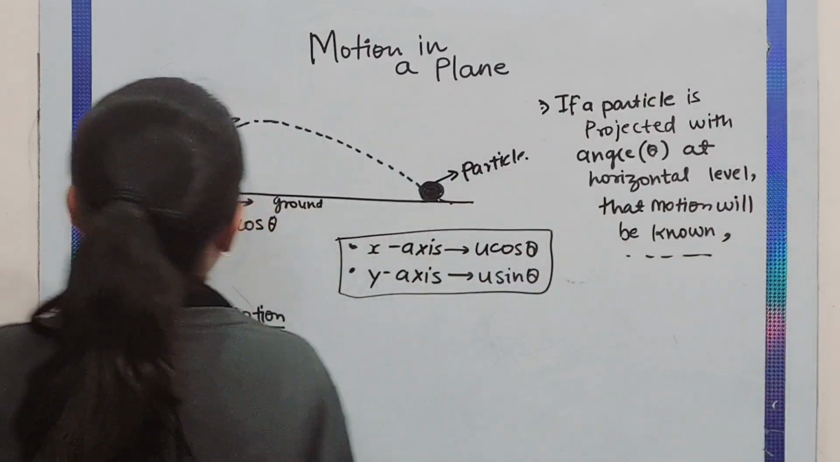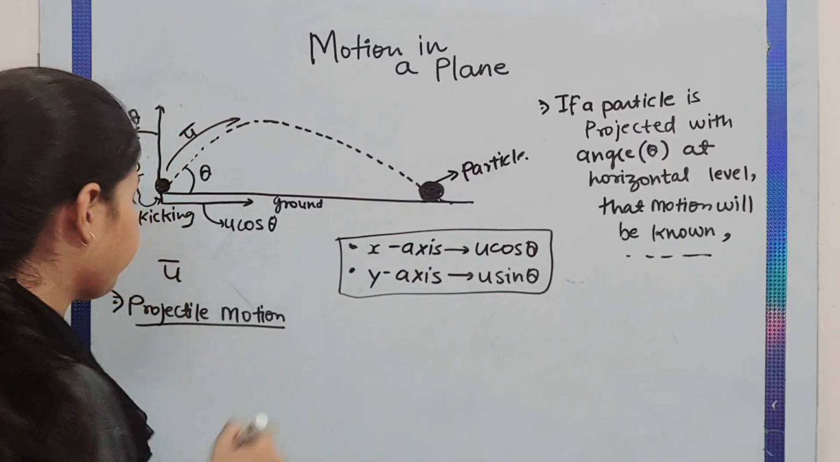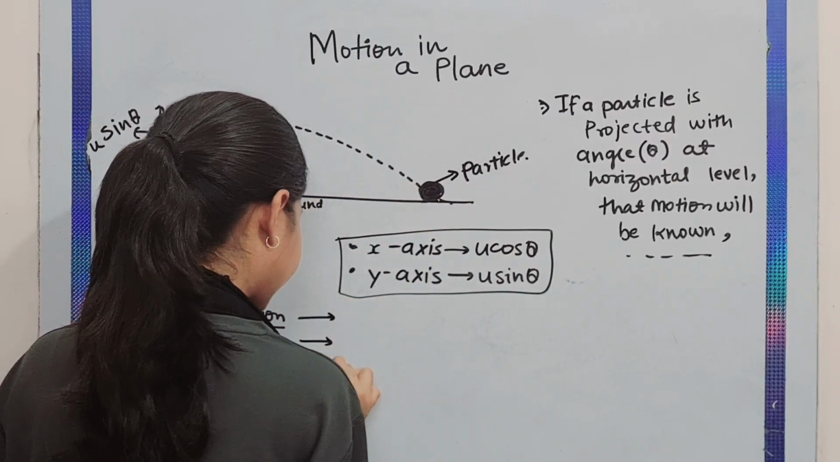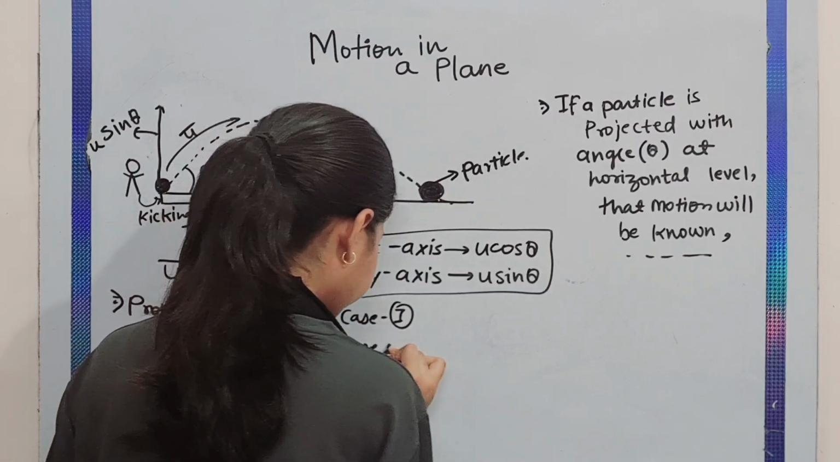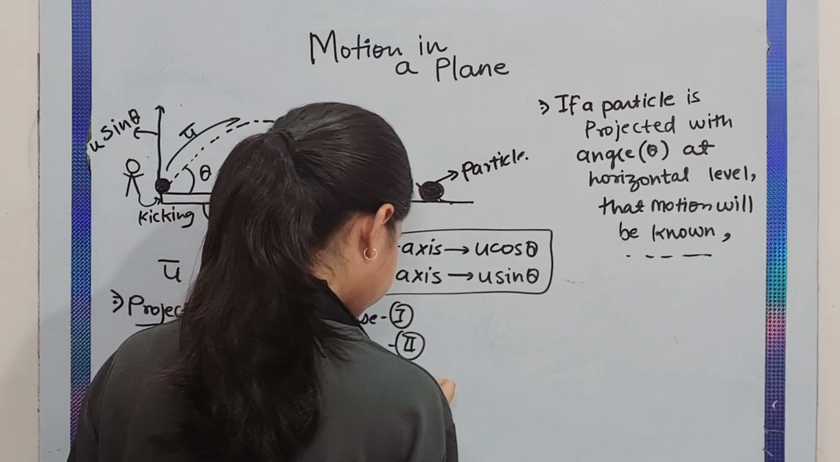Now there can be three cases that can be made from this situation. Let's talk about those cases. So case number 1, case number 2, and last but not the least, case number 3.